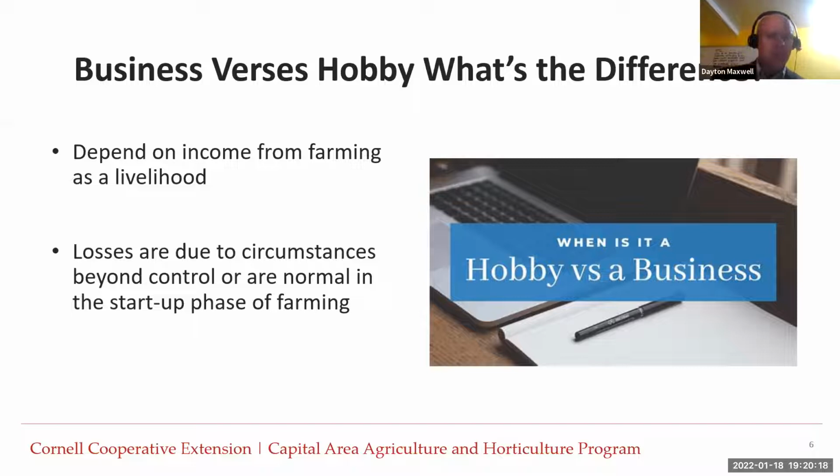If losses are due to circumstances beyond control or are normal in the startup phase of farming, beyond control could be a natural disaster. A lot of times in the startup phase of farming, you won't have income for quite a long time. For example, vineyards and orchards won't have income for a while, but it's just naturally part of that startup phase. So still could be considered a business.